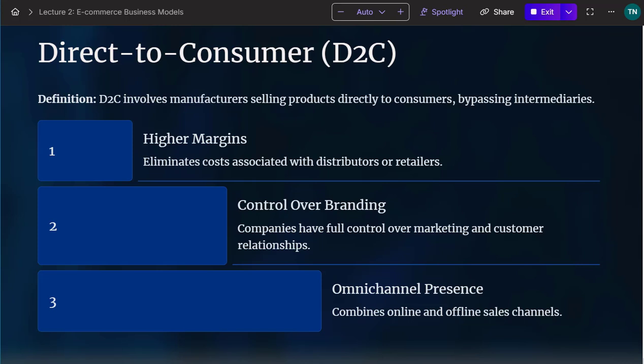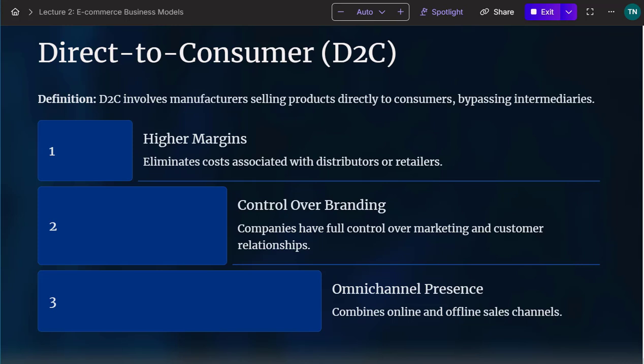Now we will look at number 4, the fourth most popular e-commerce business model, which is direct to consumer or D2C. D2C is a business model where manufacturers sell products directly to consumers, cutting out middlemen like distributors or retailers. This model allows for higher profit margins since the costs associated with those intermediaries are eliminated. It also gives companies full control over their branding, marketing, and customer relationships. D2C combines online and offline sales channels to create an omni-channel presence and better serve customers.